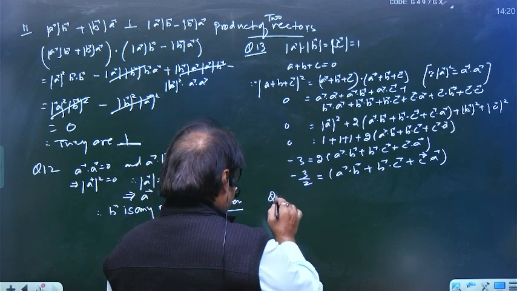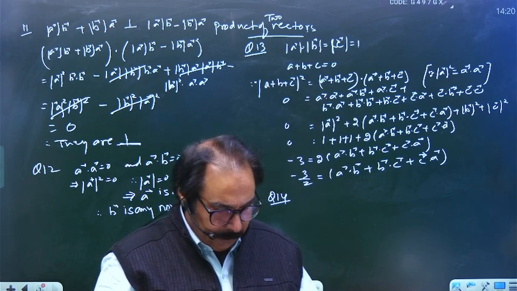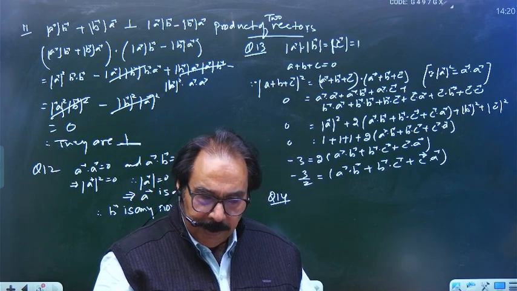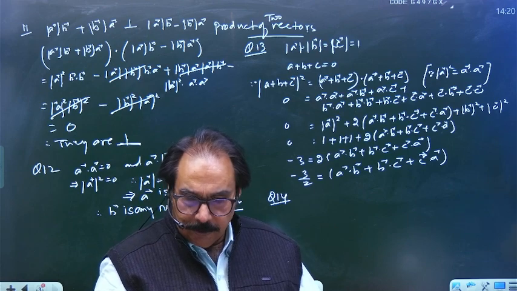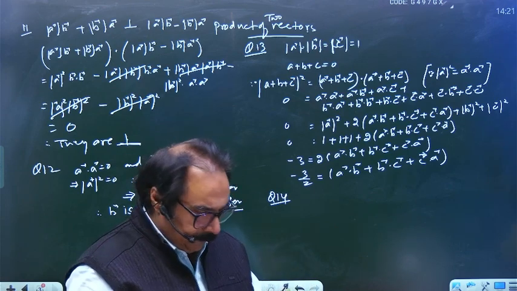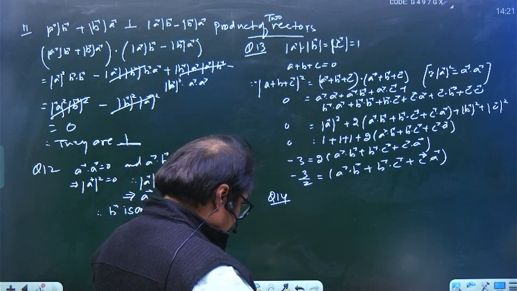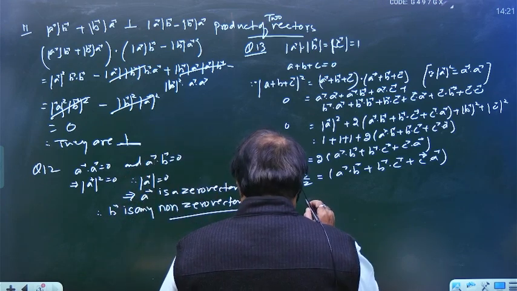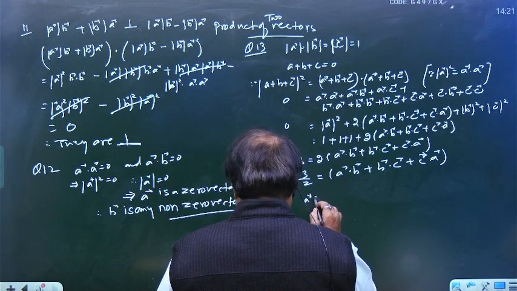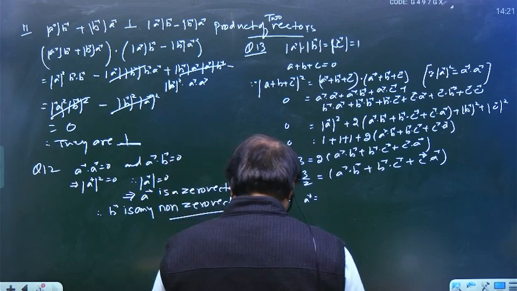Okay, now the next question is question number 14, and the 14th question is: if either vector A is 0 or B is 0, then A dot B is 0, but the converse need not be true. So justify your answer with an example. Okay, so what is given: if A is a 0 vector. Now we will take A as a non-zero vector.